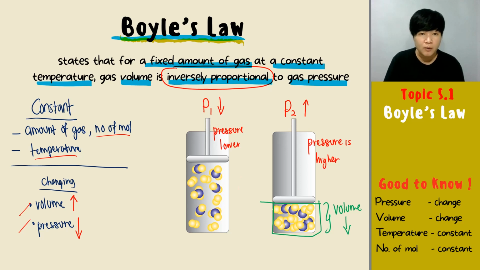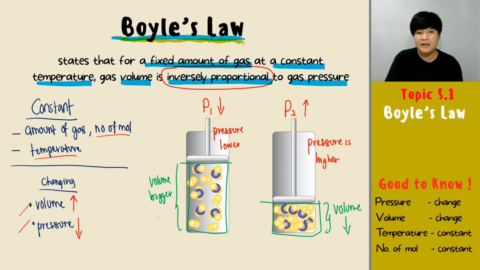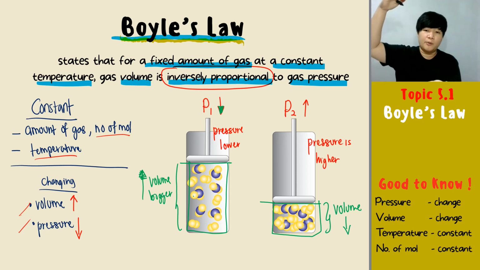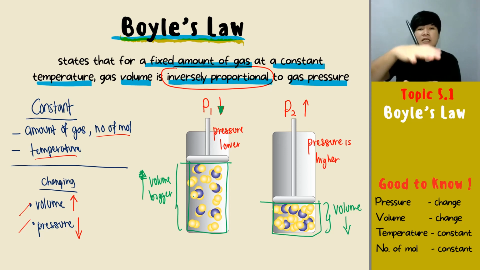Why is the pressure lower? Simple. Look at the volume again. This is the volume that you have for the container, for your gas particles. So the volume over here is bigger. When the volume is bigger, your pressure will be lower. Okay? And you can see that very clearly over here. When you apply pressure and you press something, the volume will definitely decrease. Okay? And that is how it works.